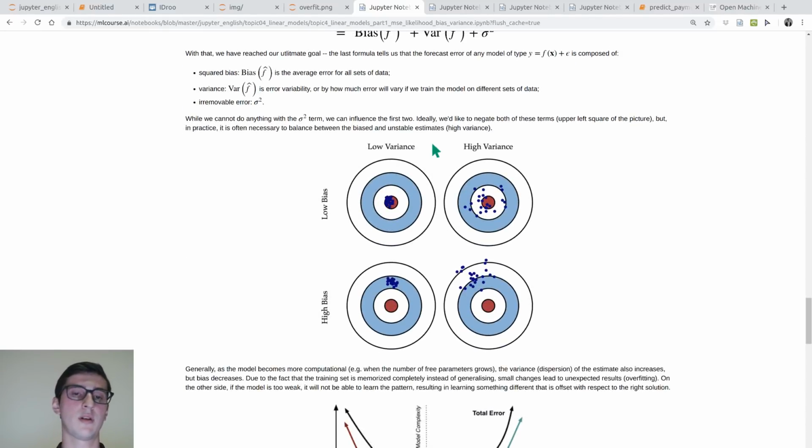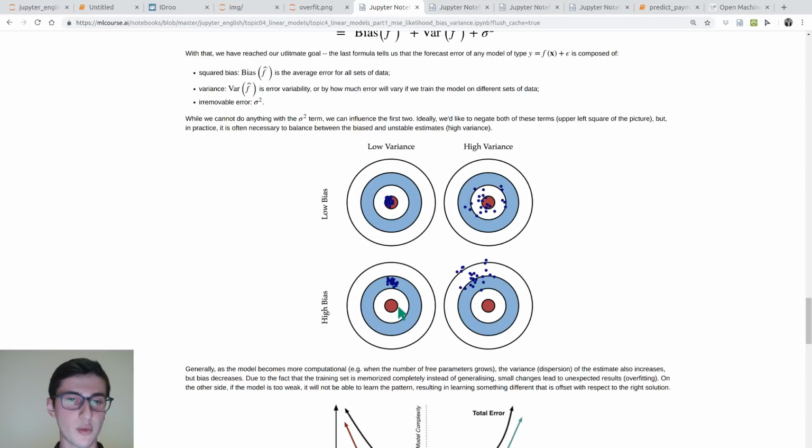To illustrate it, suppose we've got a target and we're shooting at this target. Bias would mean that our shots are not centered. High bias means that we are missing the desired target. Variance stands for the dispersion of our shots, if they go to the left, to the right, up and down. This is variance.